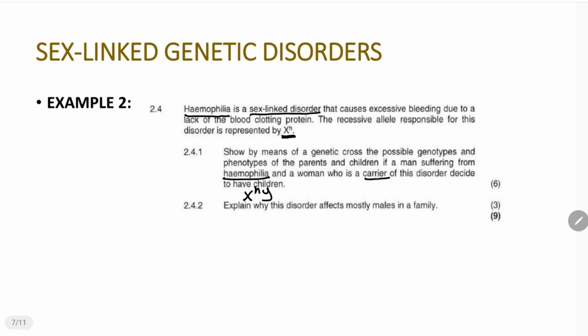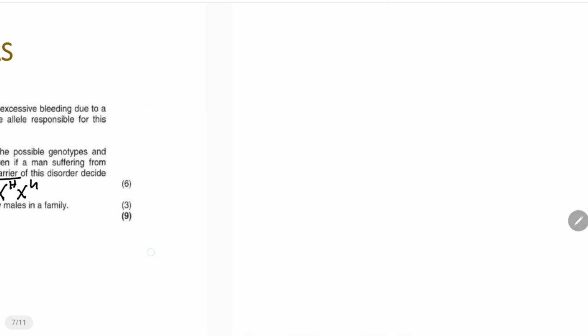But for this female to be a carrier, she is normal, but she has the recessive allele that causes hemophilia. So therefore, the only possible genotype for this female can only be X^H X^h. That is the only possible genotype for this female because we said that she is a carrier, right? Let's do our genetic cross.